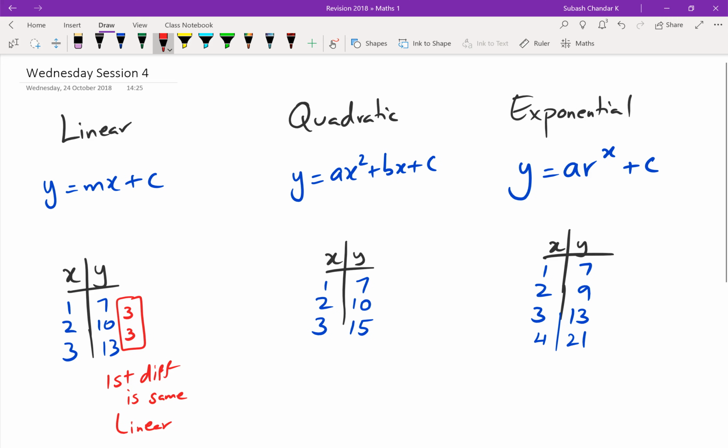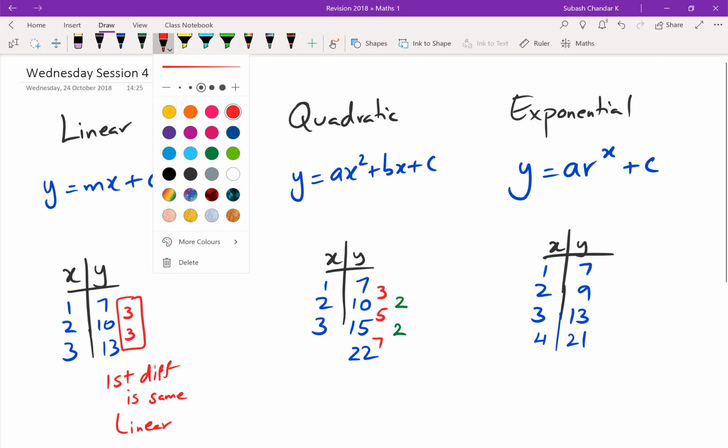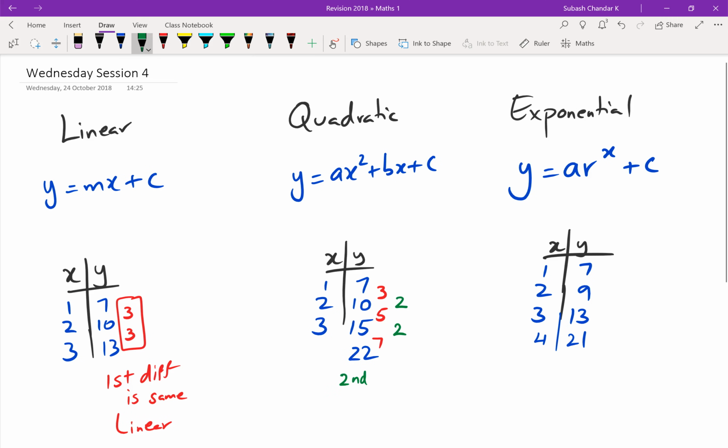If you look at a quadratic, you've got to look at the differences. You've got 3, and then you've got 5. But what generally happens is the second difference ends up being the same number. So to find 3, I'm going 10 minus 7, 15 minus 10 is 5, 22 minus 15 is 7. So straight away I can see this is not linear because the first differences are all different numbers. But if I look at the second difference, it's the same. And because the second difference is the same, I can say that it's a quadratic.